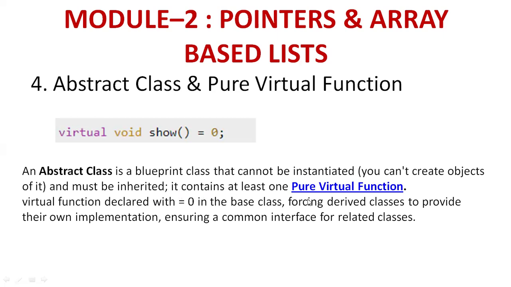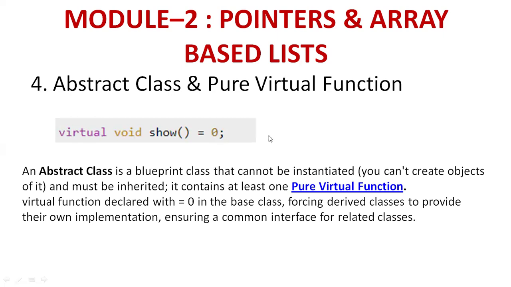Also, it contains at least one pure virtual function. So what is the meaning of a pure virtual function? A virtual function declared with = 0 in the base class, which forces derived classes to provide their own implementation, which ensures a common interface for the related classes. For example, you are supposed to use the keyword virtual, then void, then the name of the function, which should be initialized to 0. So this is the way to represent an abstract class function, a pure virtual function. I hope you got an idea.